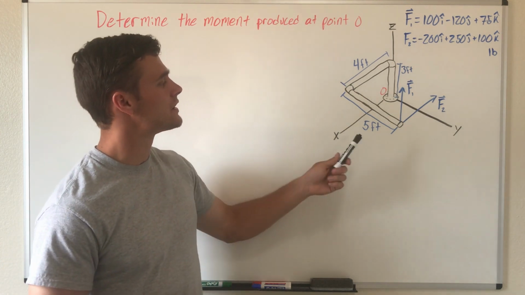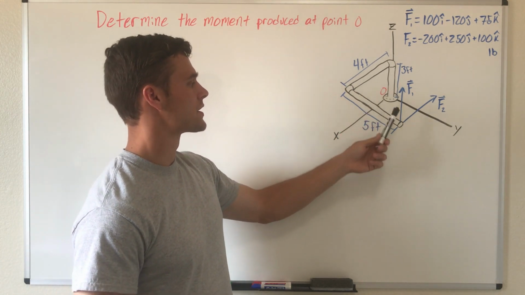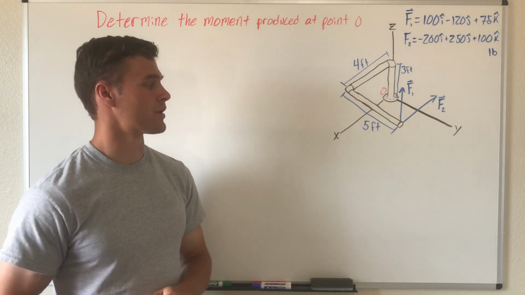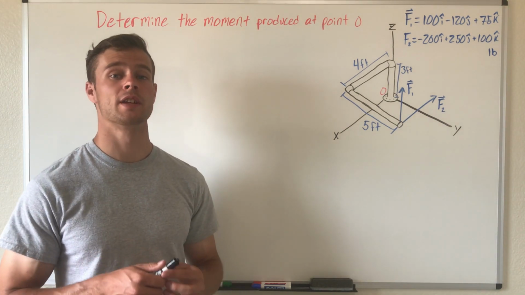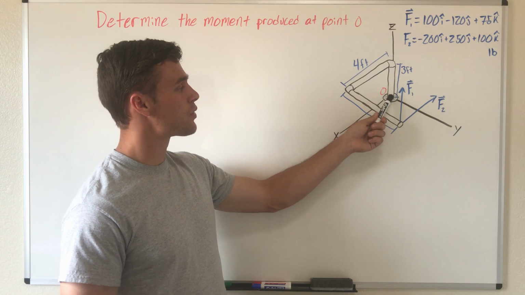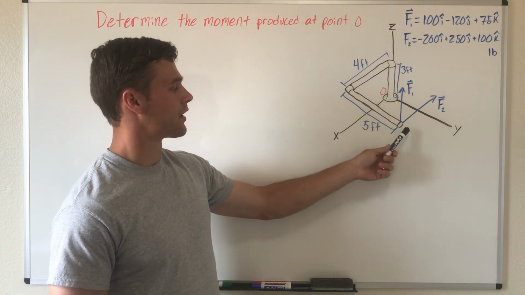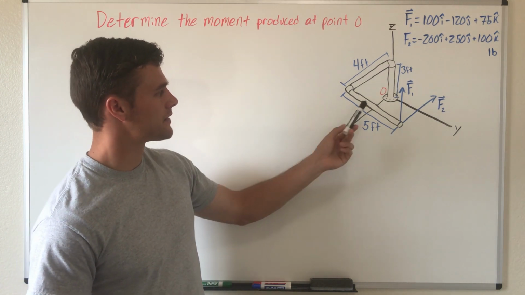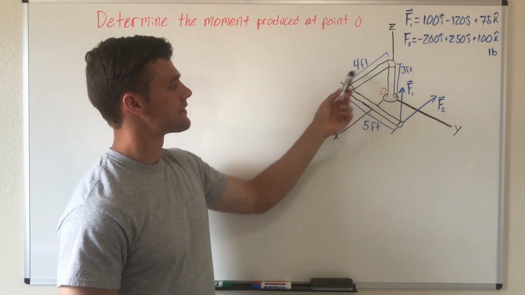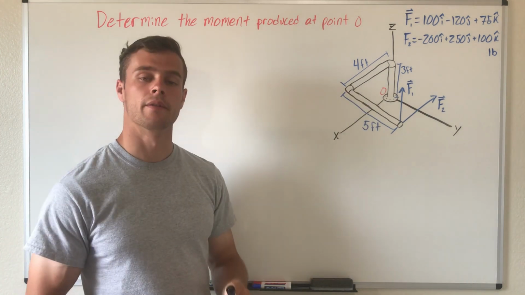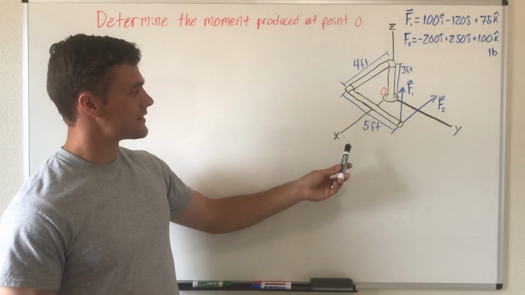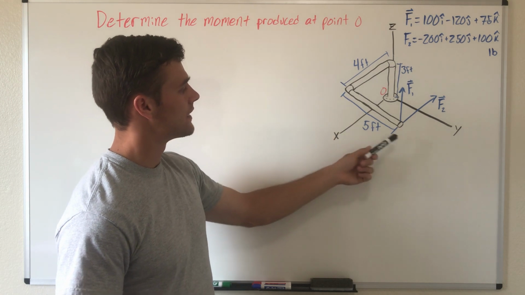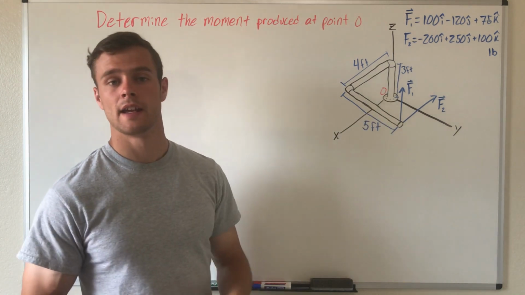So what we need to do is determine the moment produced by these two forces at this point O, which is the origin of our coordinate system. What we need to do first is find our moment arm that is between the point we're trying to find the moment of and our forces. The way we'll do that is represent it as a vector, and it's pretty easy in this case because the measurements of the pipe make up the measurements of our moment arm. And so we have it going 4 feet in the X direction, 5 feet in the Y direction, and 3 feet in the Z direction.